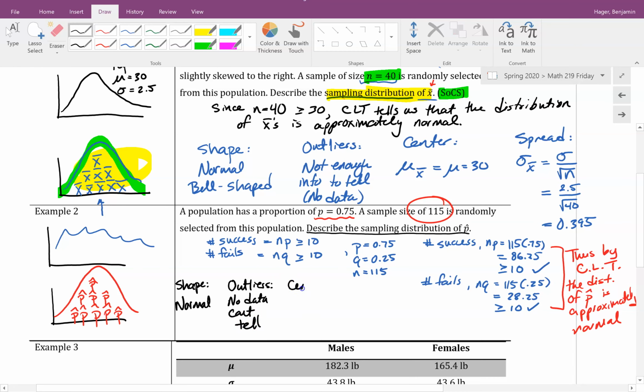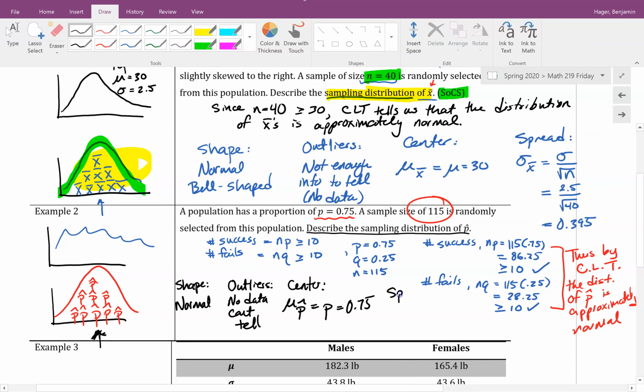Shape, outliers, center. Remember, I'm talking about the center, the average of these sample proportions. We learned that that's going to be the same as the population proportion, which was 0.75. That would be the middle here.